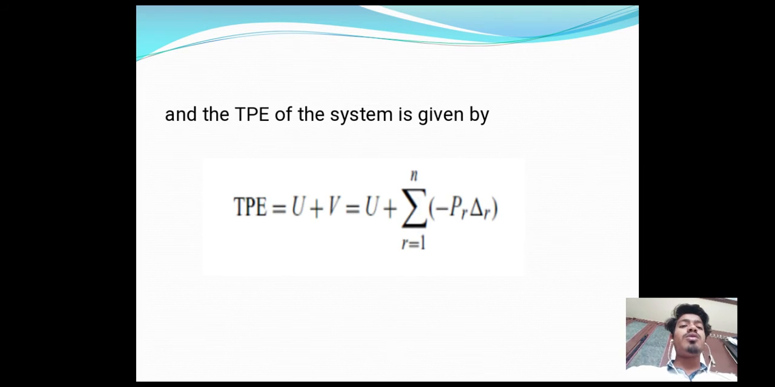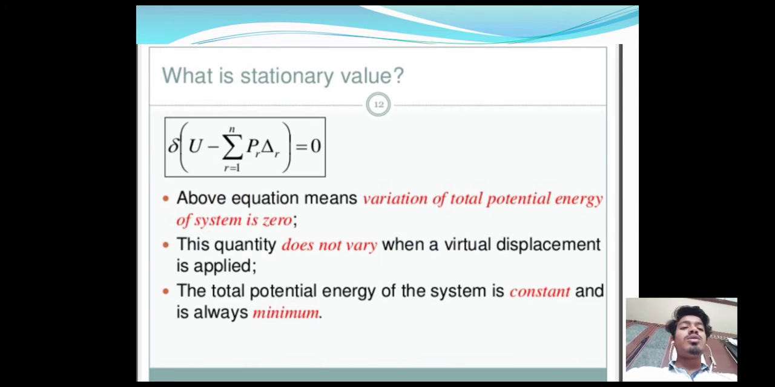Again the formula is shown here. So what is the stationary value? δU − Σ(r=1 to n) Pr δr = 0. The above equation means the variation of the total potential energy of the system is 0. This quantity does not vary when virtual displacements are applied.